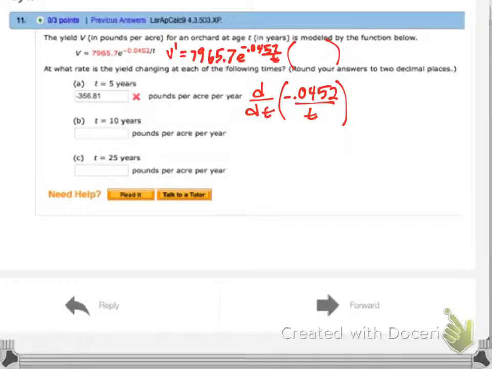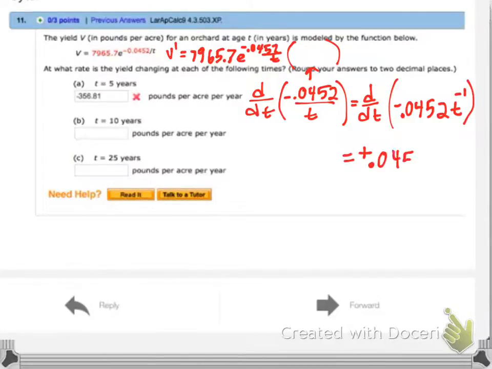I'm going to go ahead and run through that. That exponent, if you want to derive it, you have to rewrite it as negative 0.0452t to the negative 1, and then use the power rule. So negative 1 times negative 0.0452 makes it positive, t to the negative 2, because you subtract 1 from the power. That's your derivative that you plug back in up above.